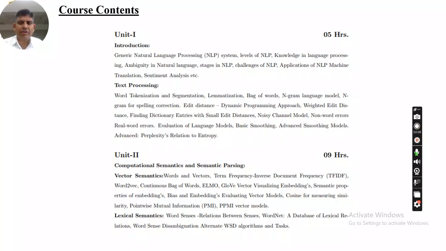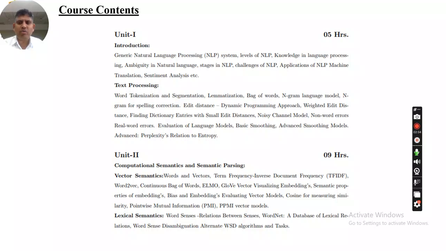The second part of unit number 1 is text processing, wherein we will learn the different pre-processing steps for textual data like tokenization and segmentation, stemming, lemmatization. Then we will talk about the introductory part of vectorization techniques, that is one-hot encoding and bag of words.